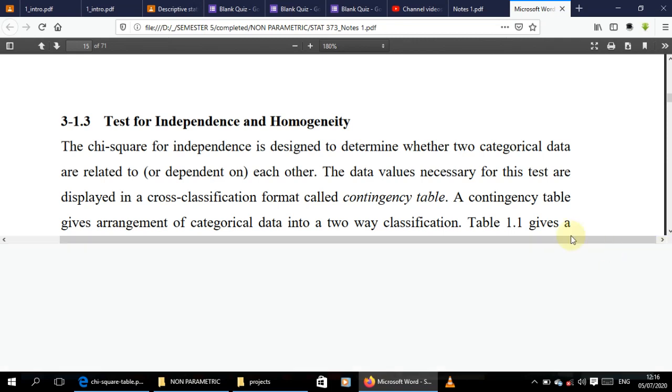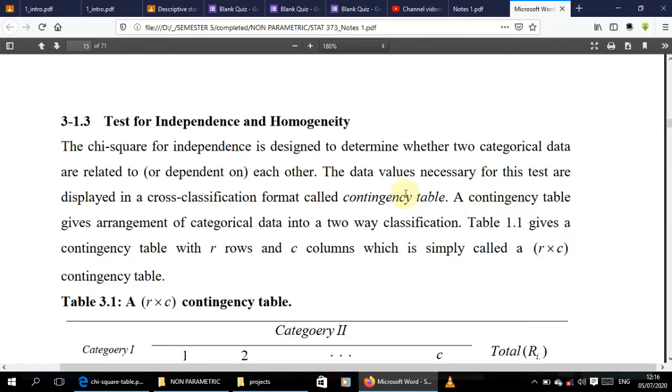All right, so look at the test for independence and homogeneity. The chi-square for homogeneity is designed to determine whether two categorical data are related.